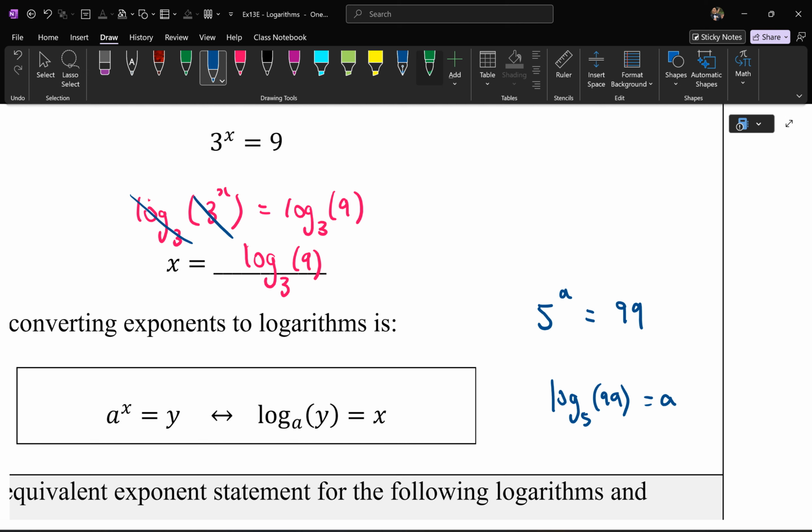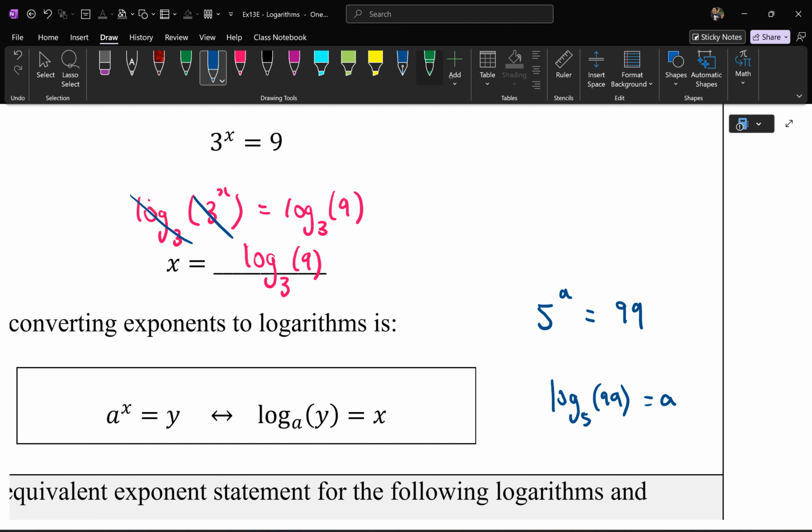Remember logs. What's log used for? Log is to find the power. So what it's asking is, I've got an exponential base 5, so log base 5: 5 to the power of what gives me 99? That's why you're typing it in your calculator. When you say log base 5 of 99, you're asking what power, for the base 5, will give the answer 99. That's what it's asking. That's why there are log rules.